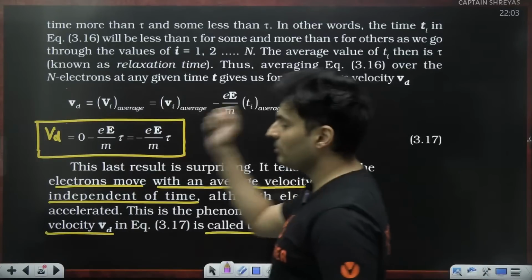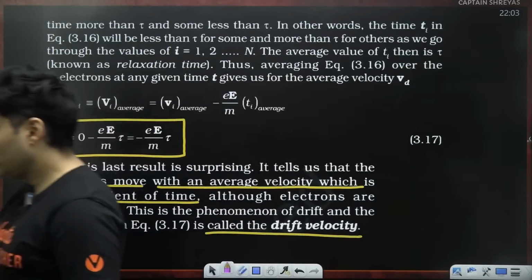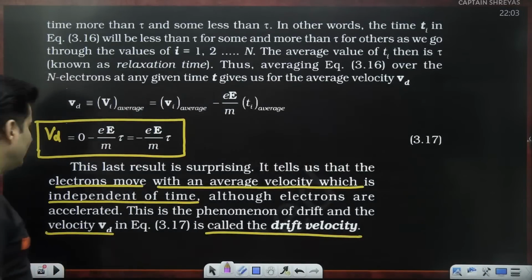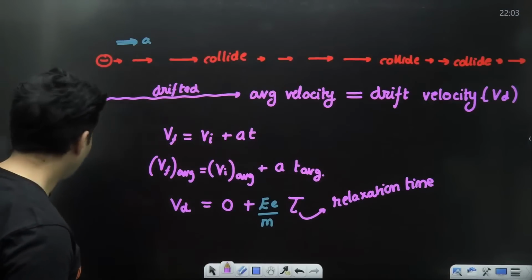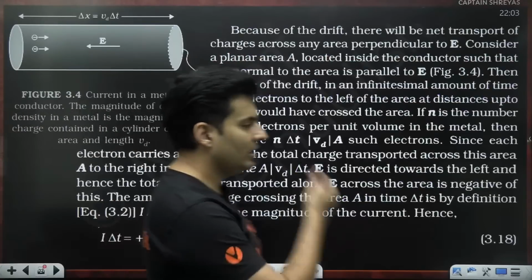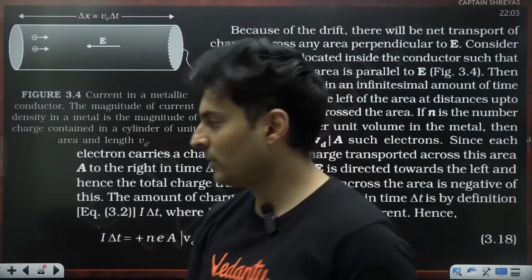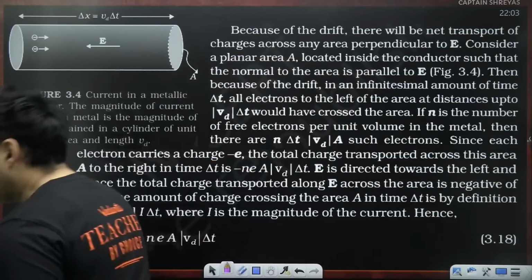Vd is equal to E by m tau. Cool? Understood? Clear? Vd is equal to E by m tau. I feel like saying it again and again. It sounds so interesting. Vd is equal to E by m tau. Great. Now, moving ahead.